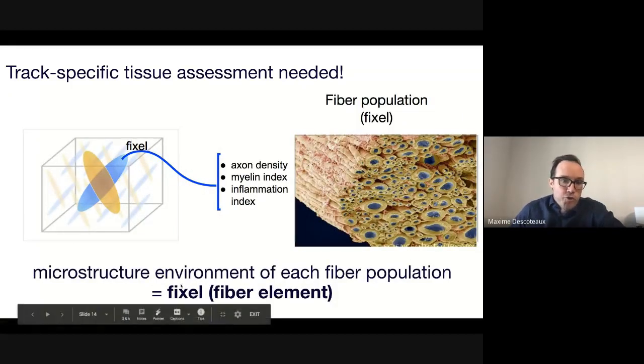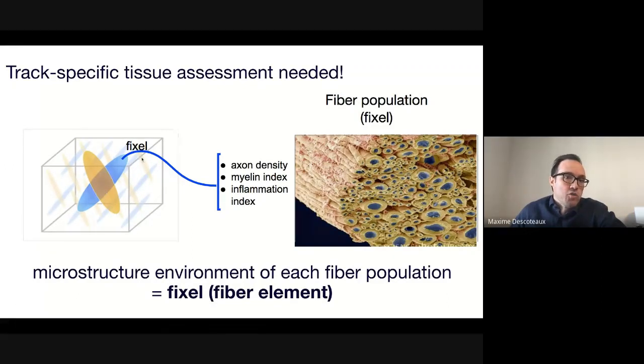And here's a new term for you. I talked about pixel earlier and voxel for volume element. Now we have this new term called the fixel, which is a fiber element. And so within an imaging voxel, you can have multiple crossing fiber populations, and a fixel is just one of these fiber populations. And each of these fixels can have its own little microstructure environment, its own axonal packing density, its own myelin microstructure, its own inflammation index or marker, different from the yellow or the orange fixel.